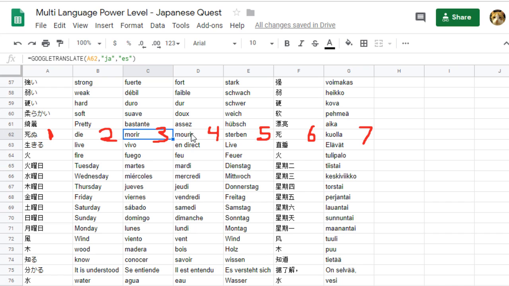Spanish, morir. French, mourir. Interesting, another extra U is the only difference. Sterben, German, and again, I don't know these languages, I'm saying it wrong. So we have just shi, the kanji for death, same as Japanese for Chinese. And then kuolla, Finnish. So vote 1, 2, 3, 4, 5, 6, 7. What should be the word for death that truly captures the idea for death?